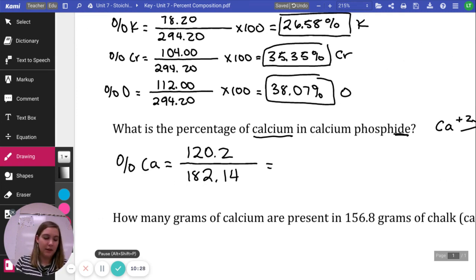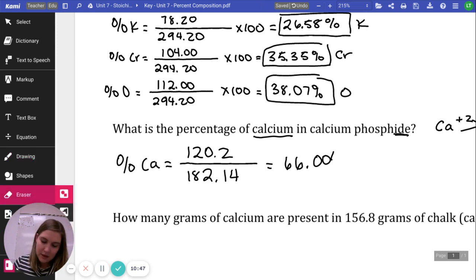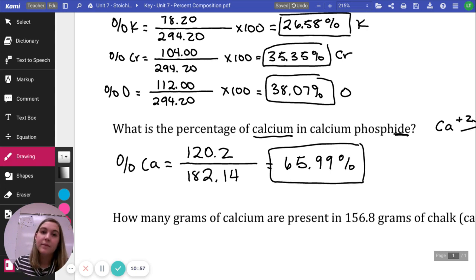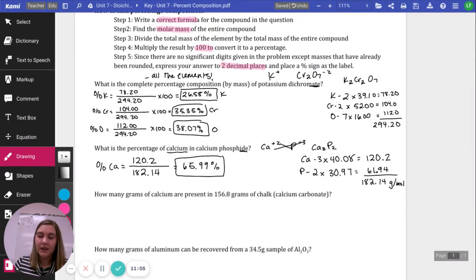So then plug it on into our calculator. 120.2 divided by 182.14 times 100, and we'll keep 2 decimal places there. So I got 66.00%. Oh, wait, no, I'm sorry. I got a little excited in my rounding. 65.99%. All right. There we go.